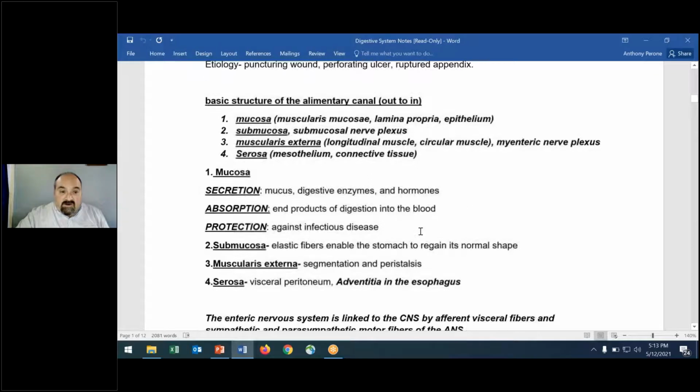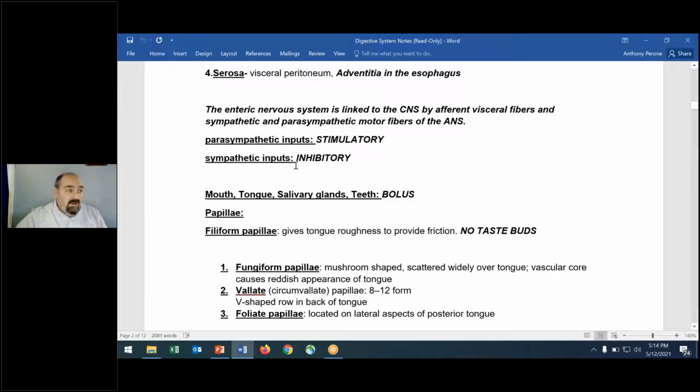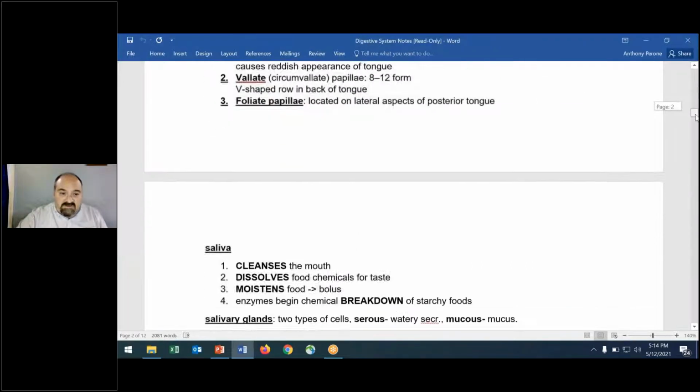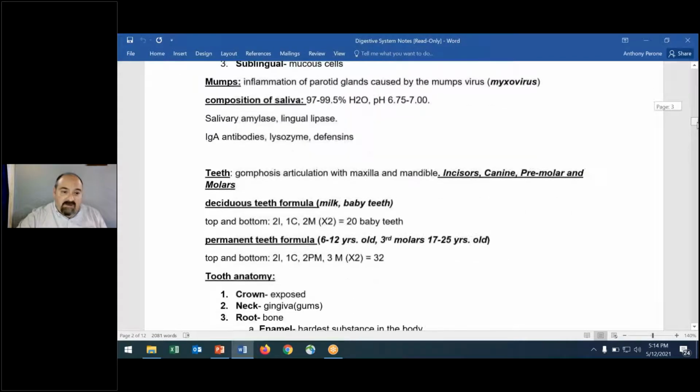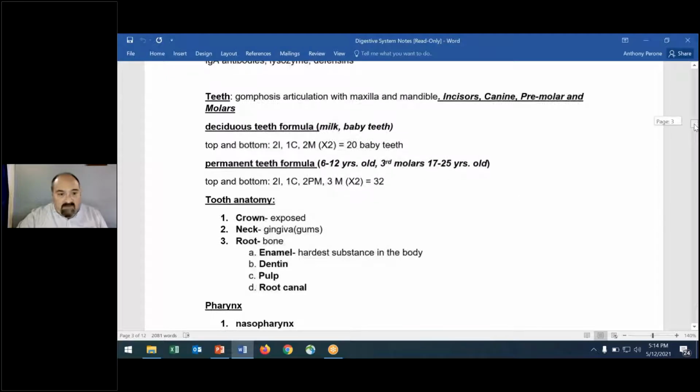So let's see here, we're talking about different aspects of the structural components of the digestive system, the alimentary canal, and what's taking place in each of these sections, right? As far as the nervous system influence of the digestive system, that's important. Here you're seeing the tongue, the saliva, the dentition and the different structures here, which we had on our practical exam, right?